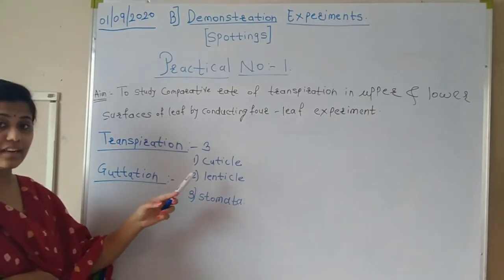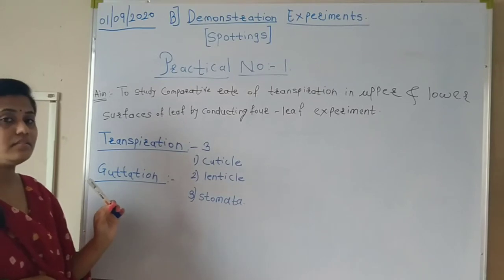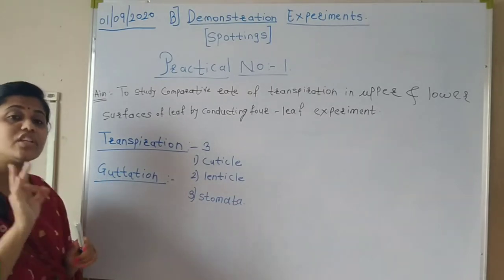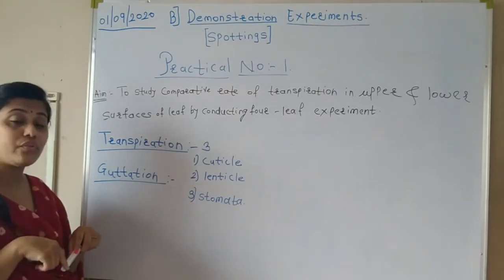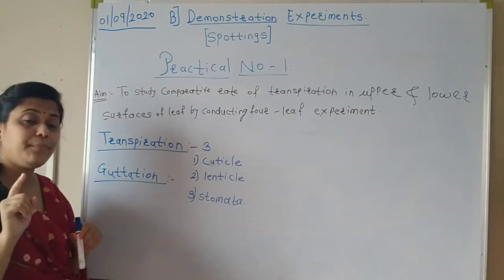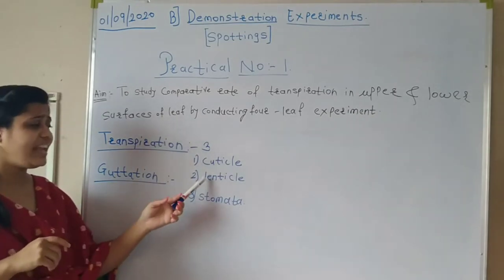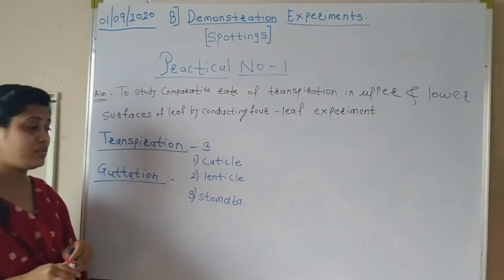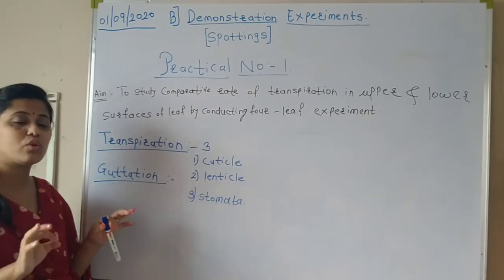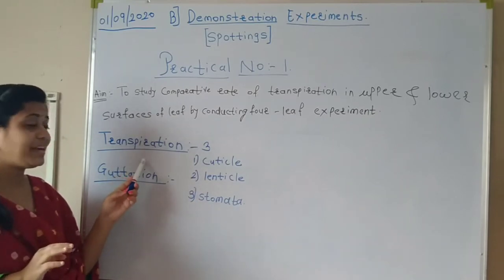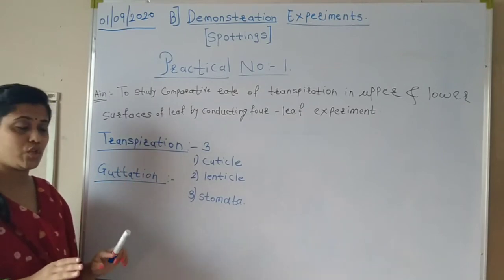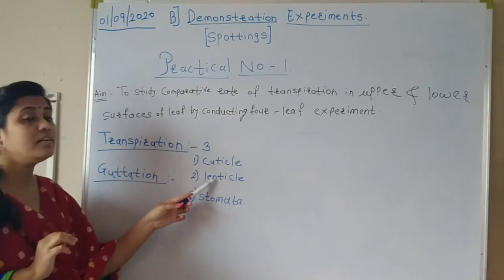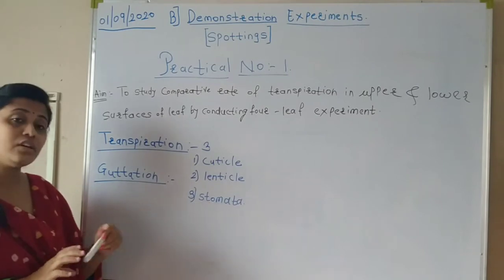Second is the lenticel. Lenticel is a small structure which is present on the bark of an old stem, and lenticel is absent on the leaves. Lenticel has a very slow speed of transpiration. That means the rate of transpiration is very slow in the lenticel. And third is the stomata.